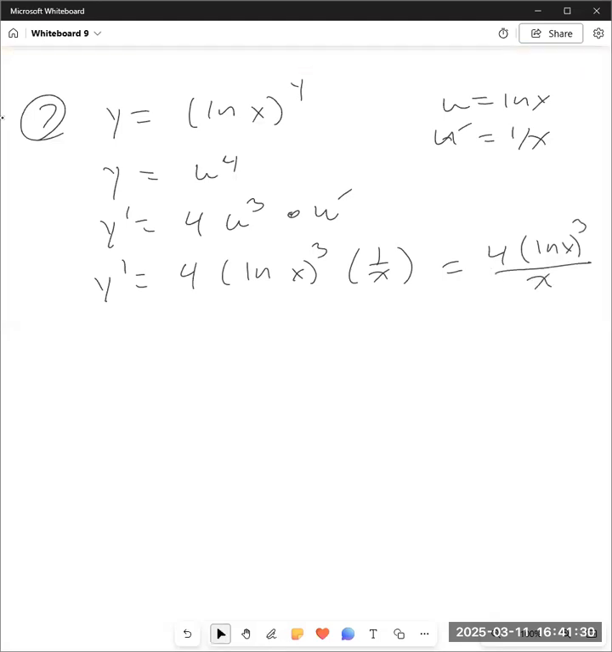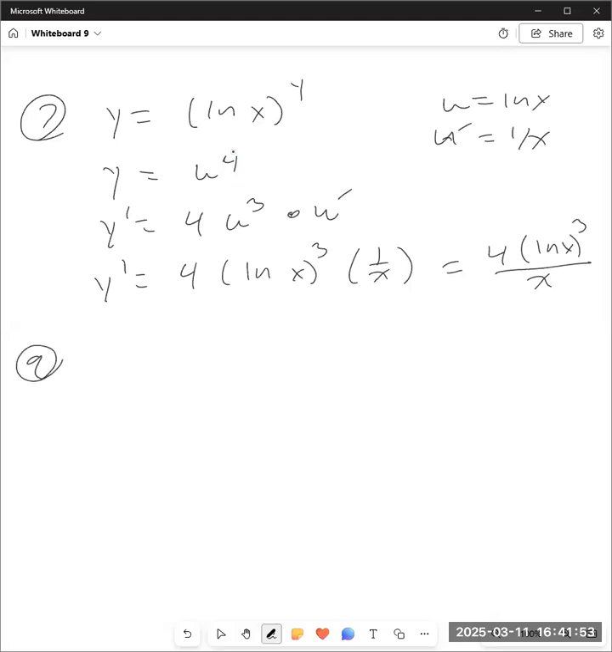It's different than our first one, where we had ln of x raised to the 8th, and the x to the 8th was inside the ln. Now this is the entire ln of x that's raised to the 4th power here. Let's go ahead and let's look at number 9 now.